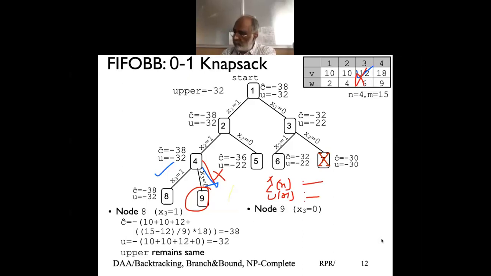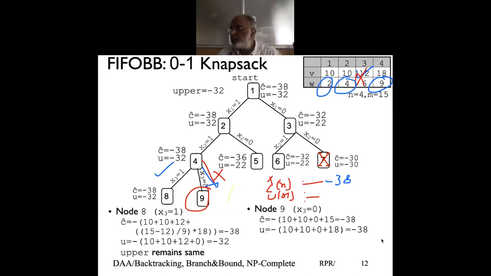Minus 38. Minus 38 is C hat x, absolutely right. And what about U x? C hat is minus 38. What about U x? Remember, we have to include the weights 2, 4, 6, and 9. There is no partial weight. So U hat also would be minus 38.